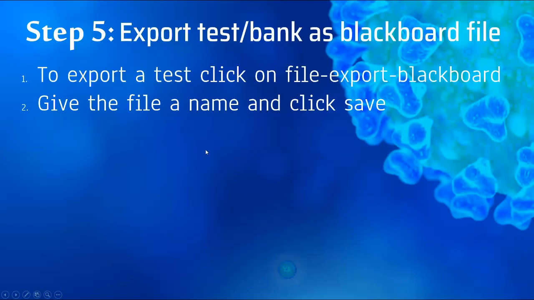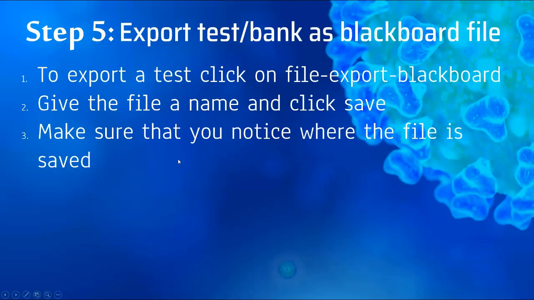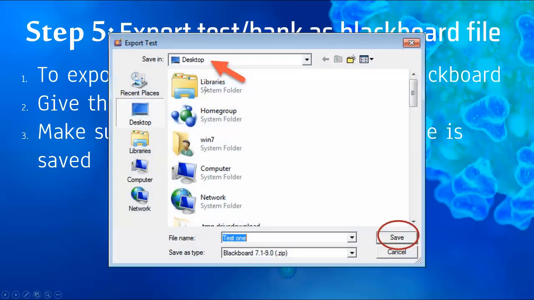give the exported file a name and click Save. Now make sure that you notice where the file is saved. For example, if it is going to be saved on the desktop, just remember that it is going to be on the desktop, and then you give it a name, for example test 1, and click on Save.